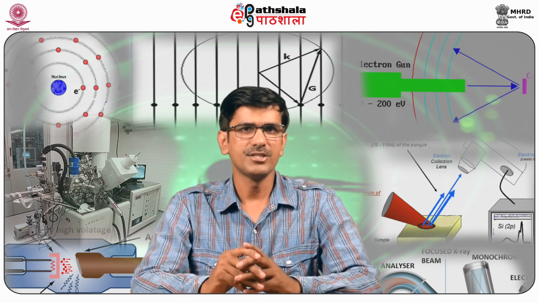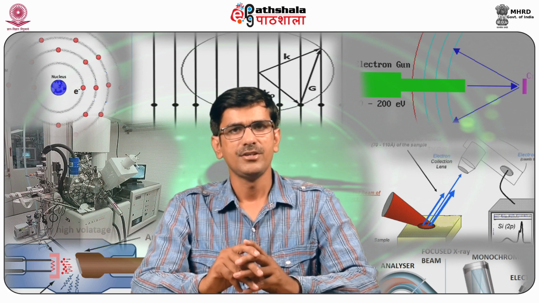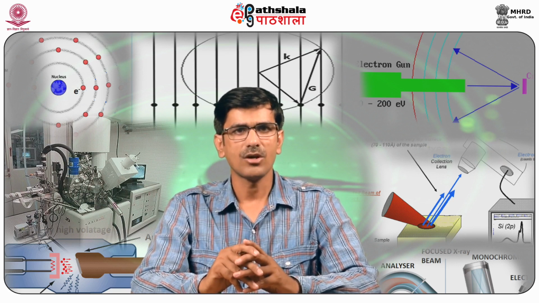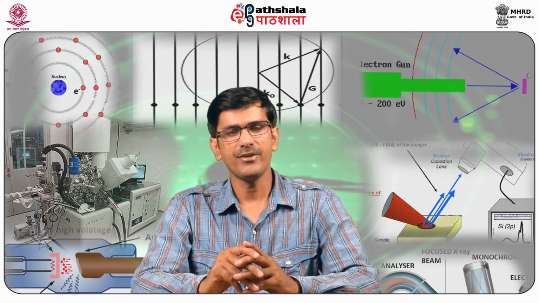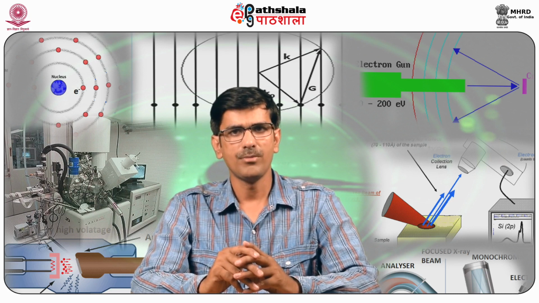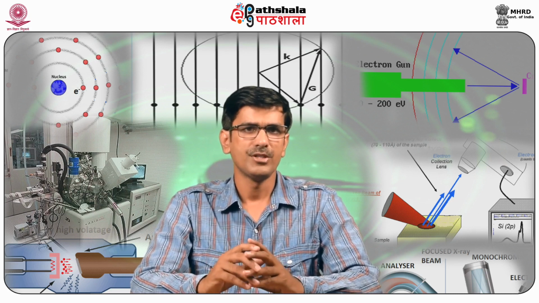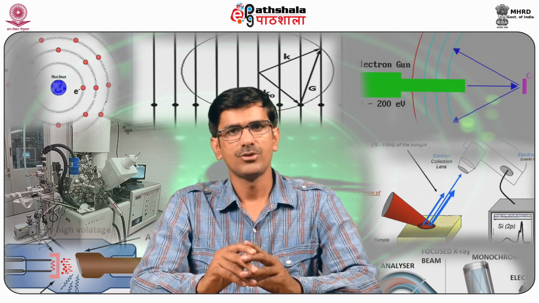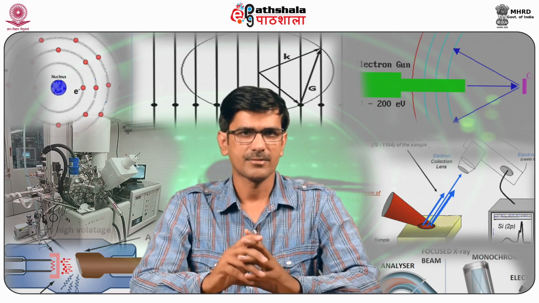Second one is the scintillation detector. In the case of the scintillation detector, the incident X-rays cause a crystal to fluoresce. For example, for every X-ray photon absorbed, a flash of light, that is scintillation, is produced. The emitted light is proportional to the intensity of the X-ray and it can be measured by a photomultiplier.